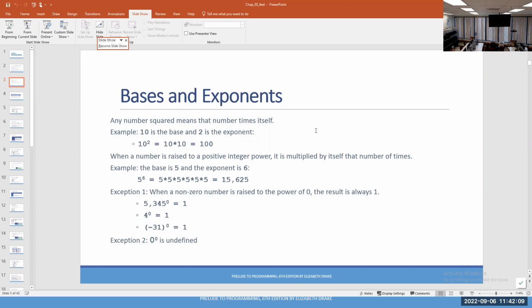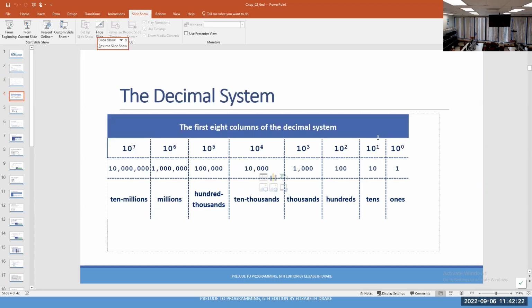And you have an exception here, right? Any number raised to power 0 gives 1. The only exception is 0 raised to power 0, which is undefined. Now for the decimal system, you know that you have the unit column, the 10 column, the hundreds, 1,000, 10,000, 100,000 and so on here.